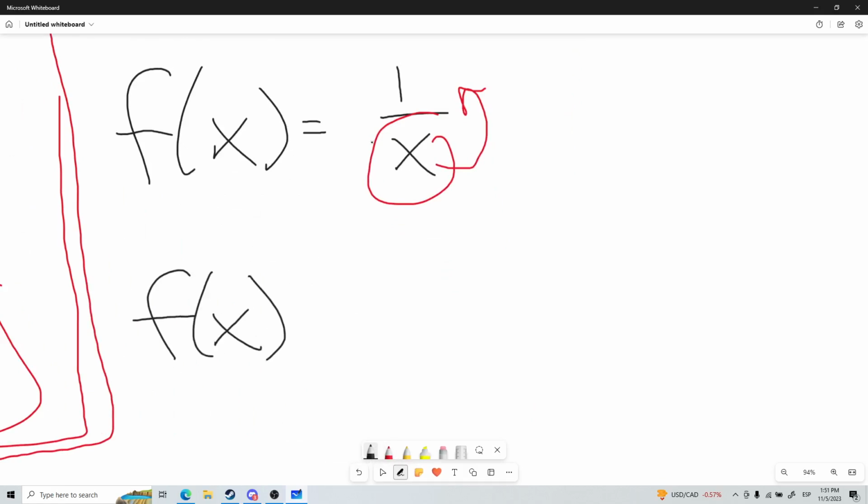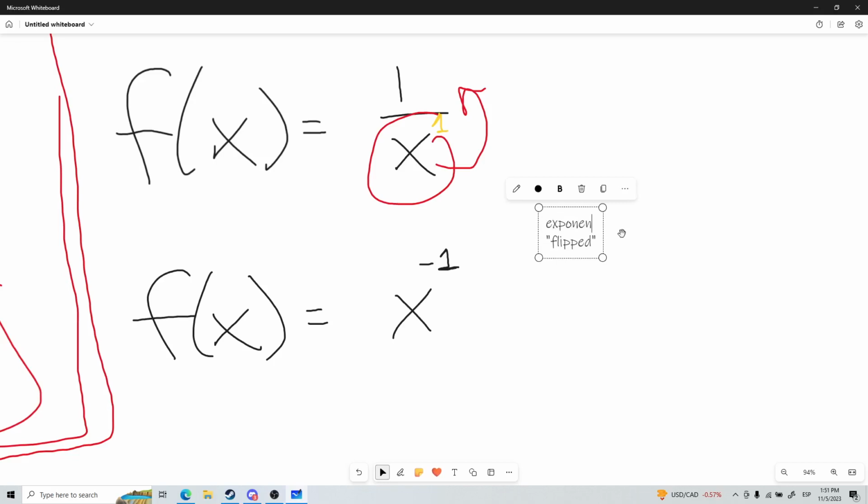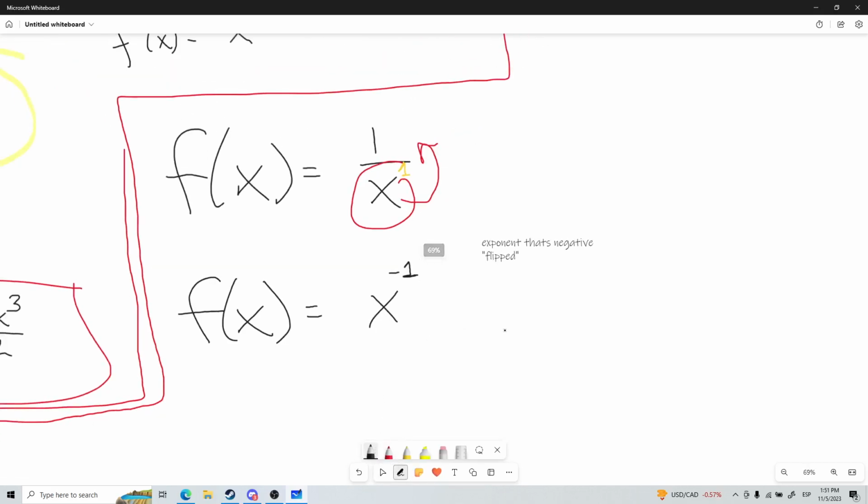So this x on the bottom is to the power of 1. And to throw it on top, you end up with x to the power of -1. Anytime an exponent has a negative, it's sort of like flipped. That's the idea when you have an exponent that's negative. It's flipped, okay? If it's on the top, it goes on the bottom. If it's on the bottom, it goes on the top.